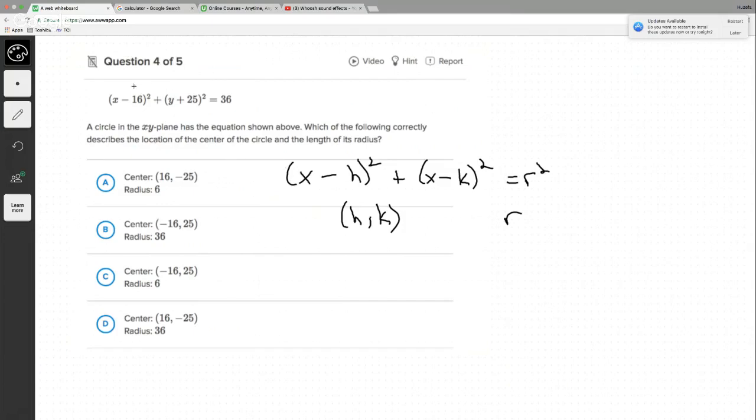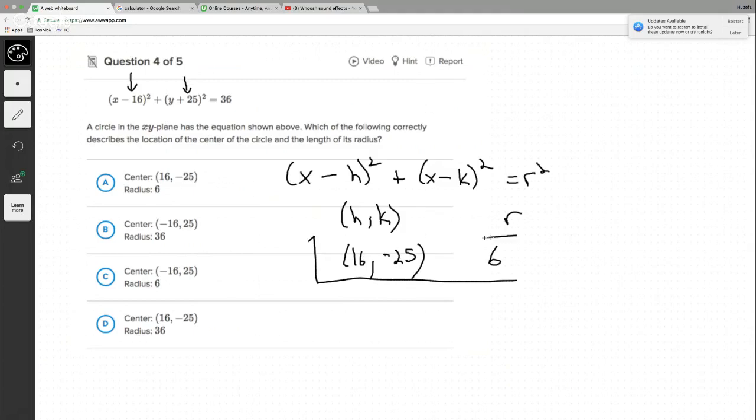Again, notice this is a normal, nice minus 16, so we know our center's x-coordinate is going to be 16. What about this one? But be careful, it's not 16, positive 25. It's 16, negative 25, because that's a plus. It's a little counterintuitive. You see a plus, you think it's positive, but that's actually the reverse. So it's 16, negative 25. And the radius is going to be the square root of 36, which is 6.